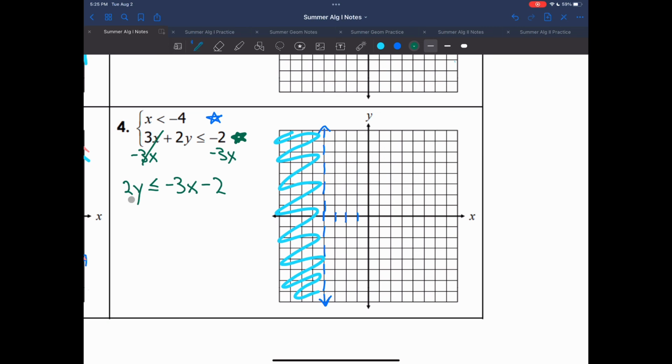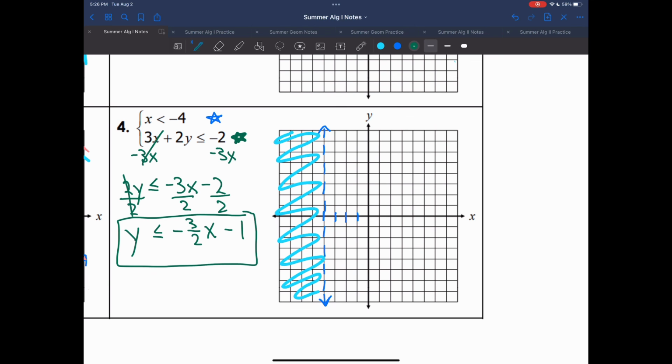Now here is when we do divide both sides, but we're dividing by a +2, so no flipping of the sign needs to happen. So those will cancel. We get y is less than or equal to -3/2x. -2 divided by 2 gives us -1. Okay, let's graph this line and see where we're at. So -1 we graph first.